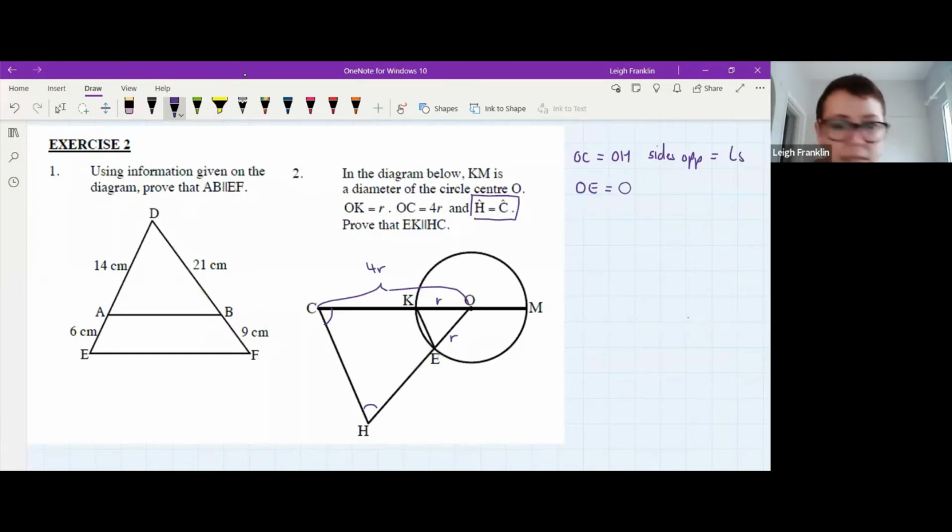Okay, beg your pardon, guys. Let's carry on going. So OE was equal to OH, which is equal to R, and that's because they are radii. Okay, so now that we've stated that OC and OH are equal and that OK equals R, we can do exactly what you said. So that means that OK over OC is going to be equal to R over 4R.